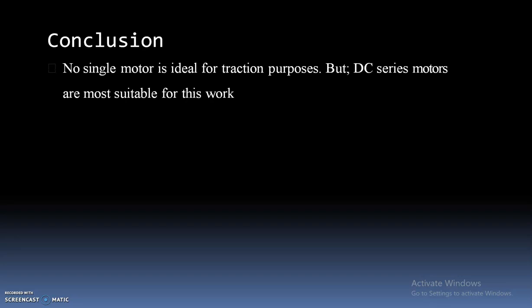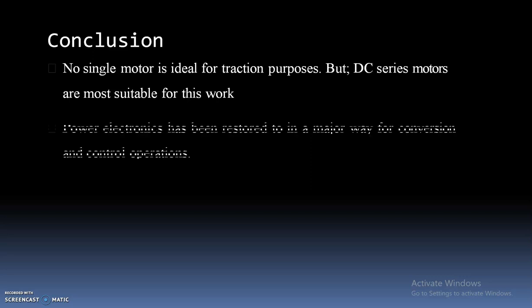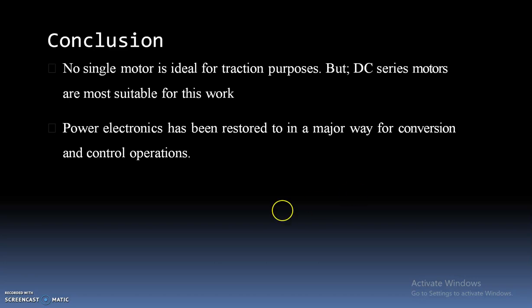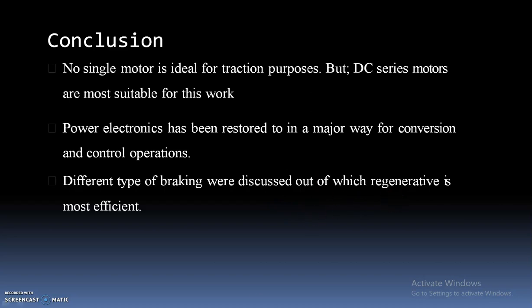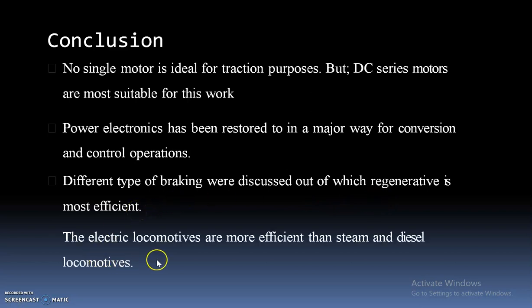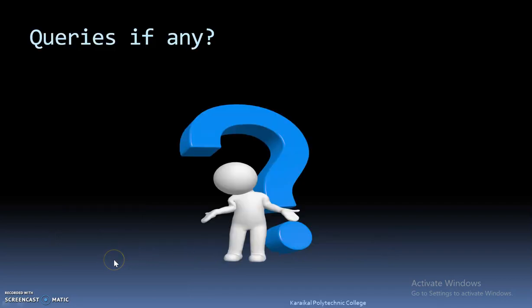So coming to the conclusion, in this presentation we have seen that no single motor is ideal for traction purposes, but DC series motors are most suitable for this work. Power electronics has been resorted to in a major way for conversion and control operations. Different types of braking were discussed, out of which regenerative is most efficient. Electric locomotives are more efficient than steam and diesel locomotives.